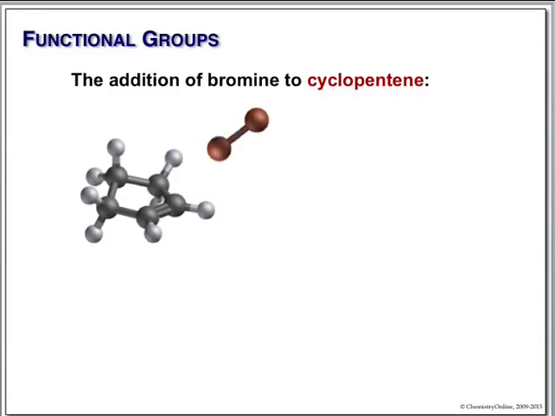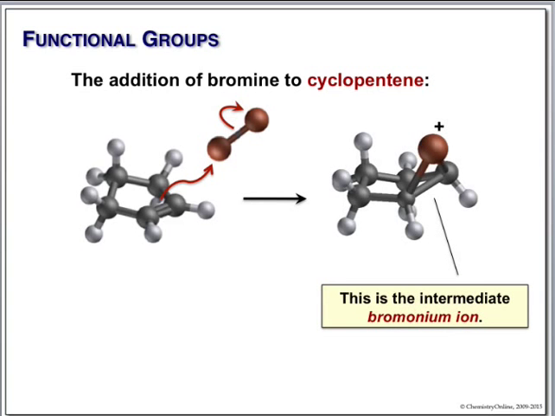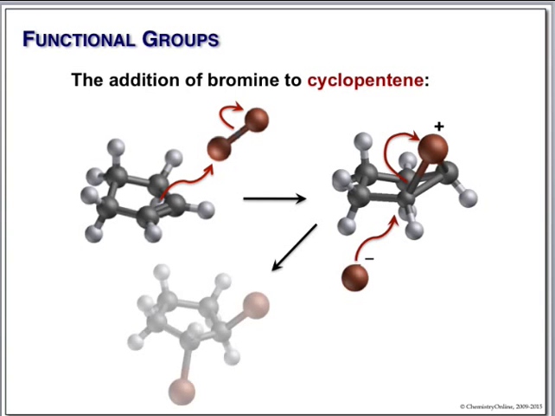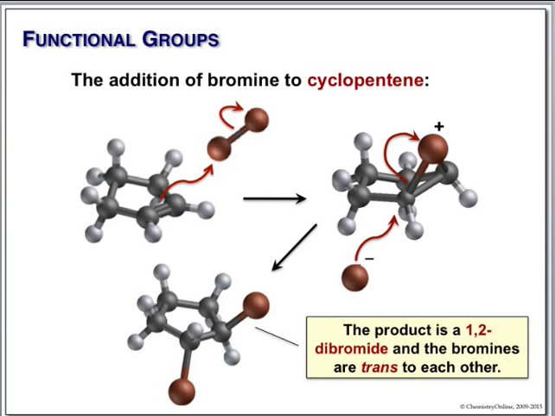Now, this is actually the mechanism of it. This is our cyclic double bond here. This is bromine. What we do is form this bridging intermediate called a bromonium ion. This then reacts with the other bromine now, ring opens, and then we get our trans 1,2 dibromide.